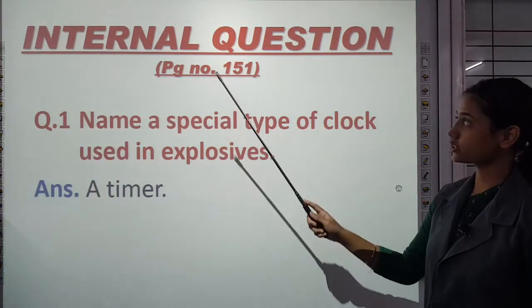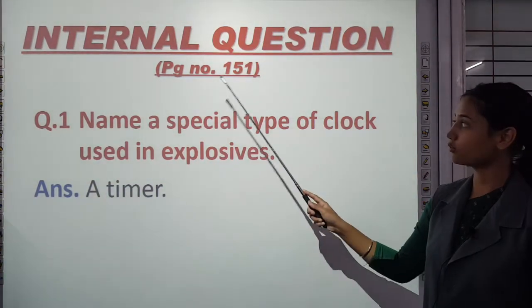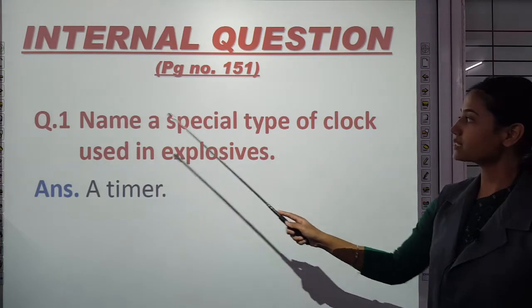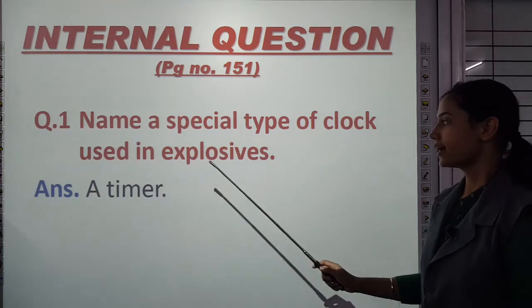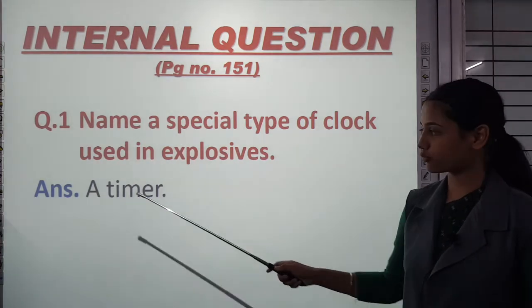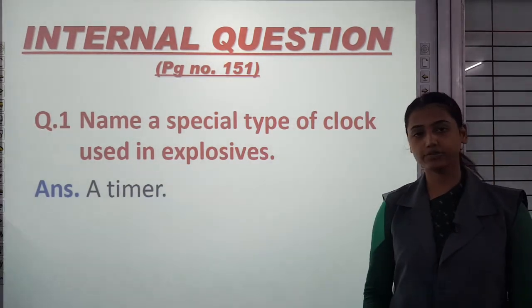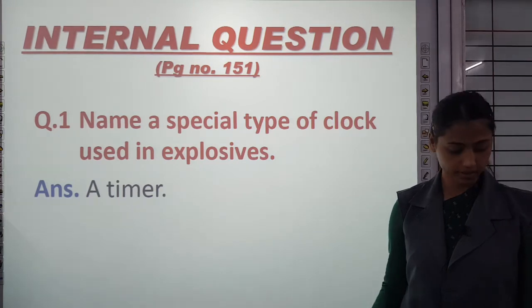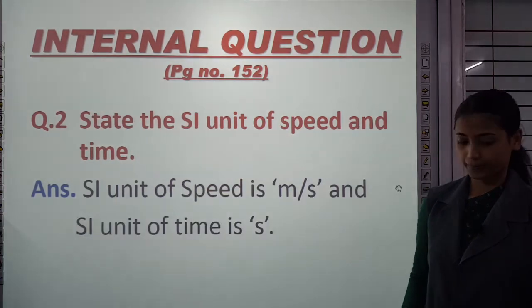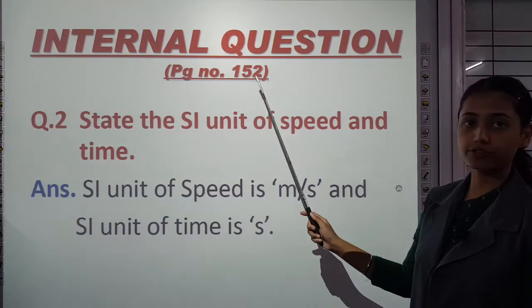Now, the internal questions which you have to write on page 151. Question 1. Name a special type of clock used in explosives. That special type of clock is a timer. You have seen it in explosives. Nowadays, we have a timer even in our mobile phones also. We can set a timer.